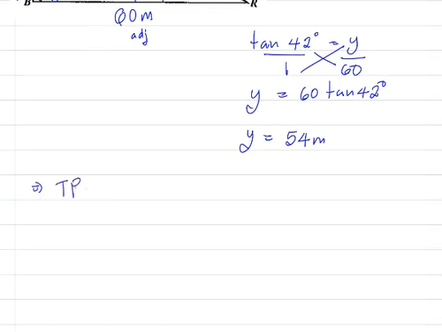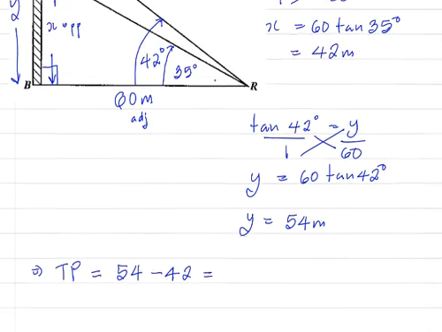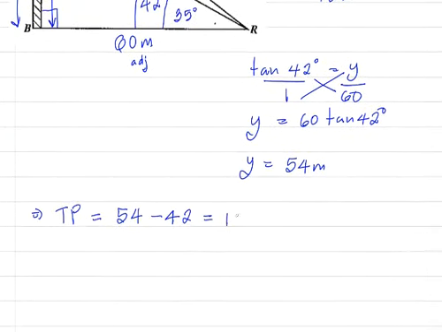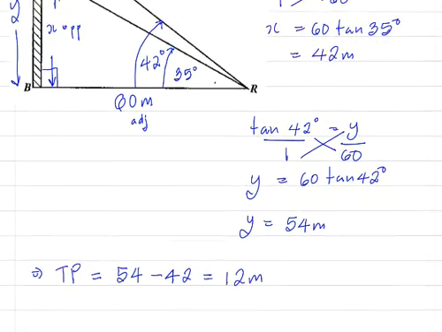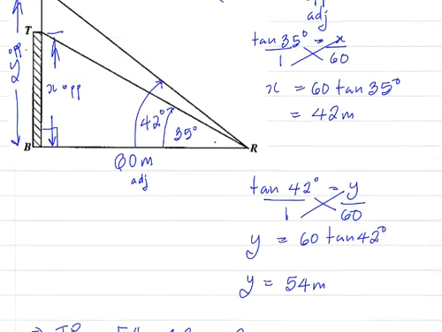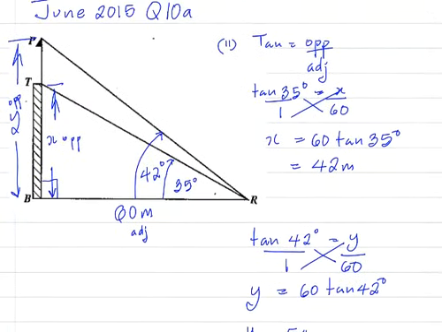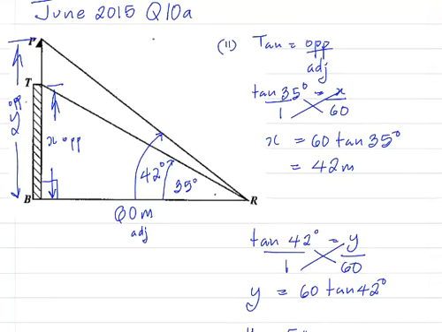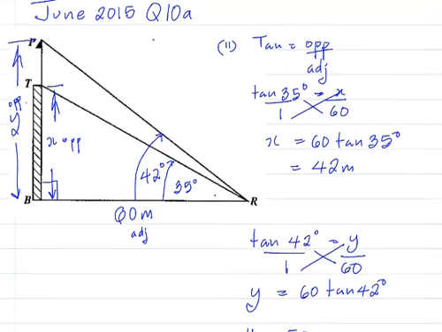Now, therefore, TP, which is the height of the flagpole, would be equal to 54 meters minus 42 meters, which is equal to 12 meters. So the height of the flagpole, TP, is 12 meters. Alright, and that brings us to the end of this section of the question.